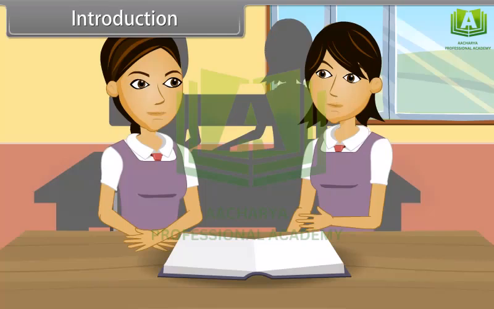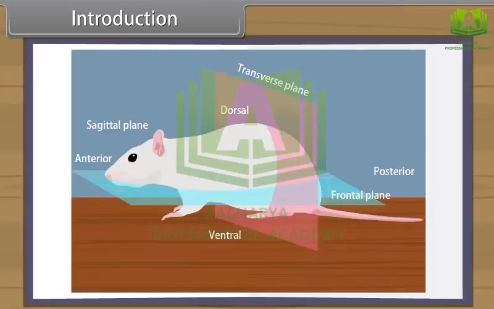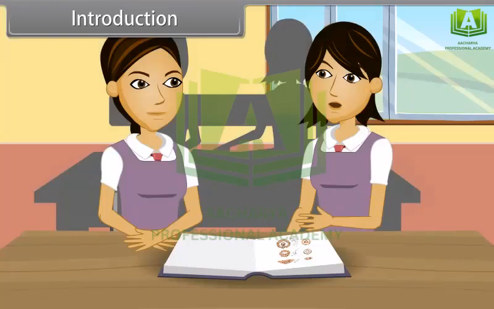According to symmetry, animals are either radially symmetrical, example sponges, coelentrates, and echinoderms, or bilaterally symmetrical, example nematodes, arthropods, annelids, and vertebrates, and some are asymmetrical, example snails.